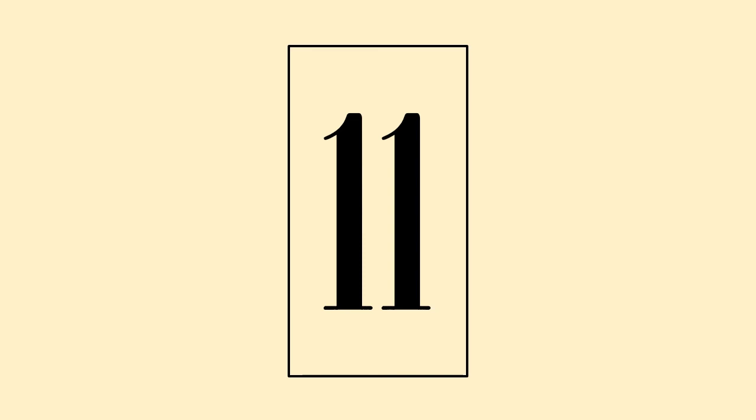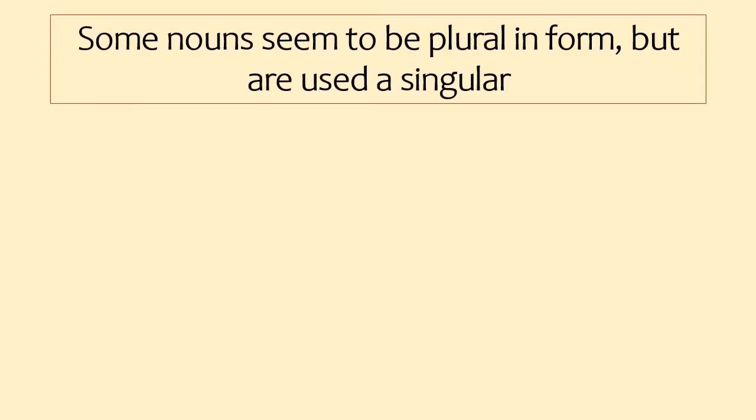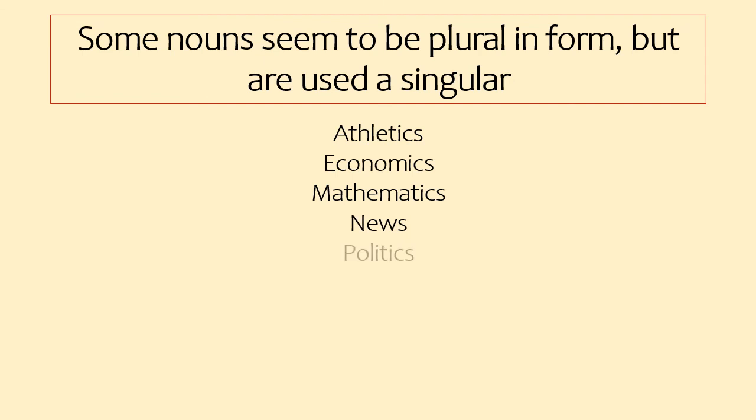Rule 11. Some nouns seem to be plural in form but are used as singular. First example, athletics, economics, mathematics, news, politics, measles, civics, crickets, and billiards.